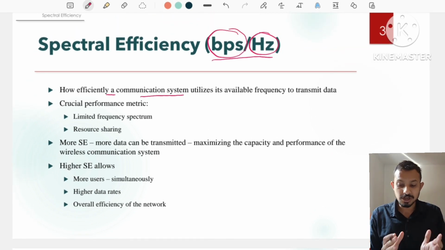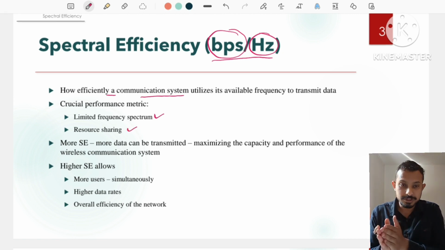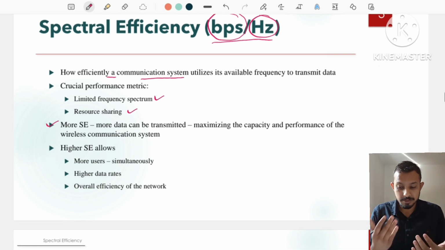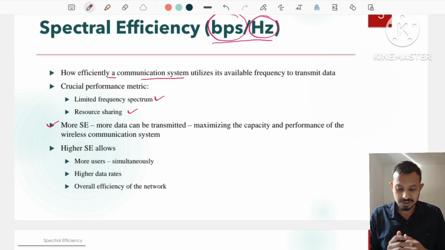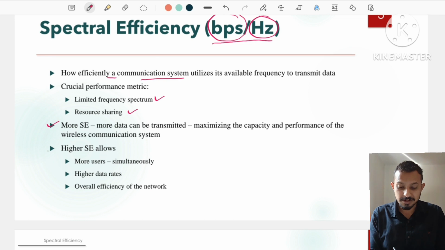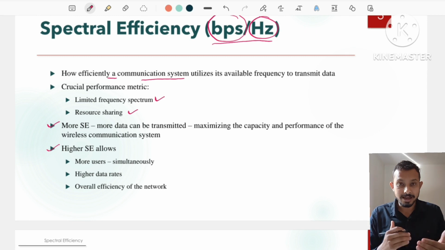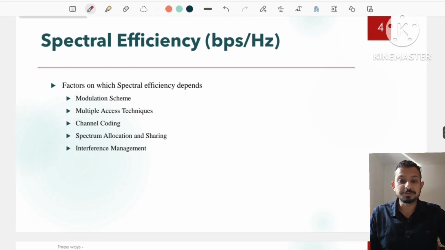Spectral efficiency is a crucial performance metric because the frequency spectrum is limited and the resources are shared among different users and different services. So more spectral efficiency implies more data can be transmitted, thus maximizing the capacity and the performance of the wireless communication system. And higher spectral efficiency allows more data, more users to be served simultaneously, higher data rates, and increases the overall efficiency of the network. So these are some of the factors that can affect the spectral efficiency, or we can say that can increase the spectral efficiency.